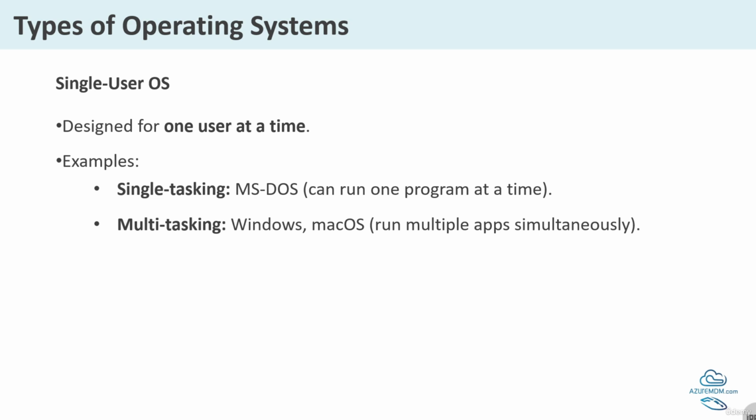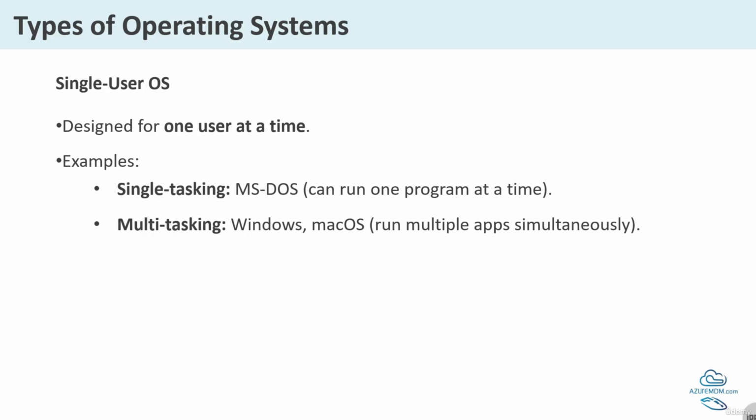Nowadays, Windows and Mac OS let you open many applications together. That means it can do multitasking, so you can browse the web while listening to music. These are what most home computers and laptops use every day.